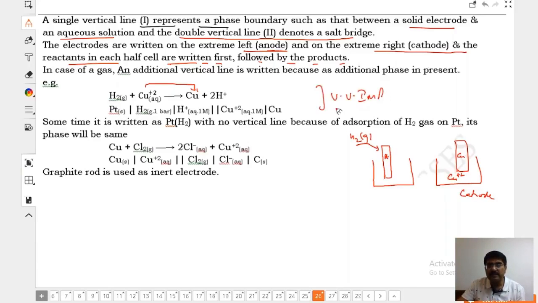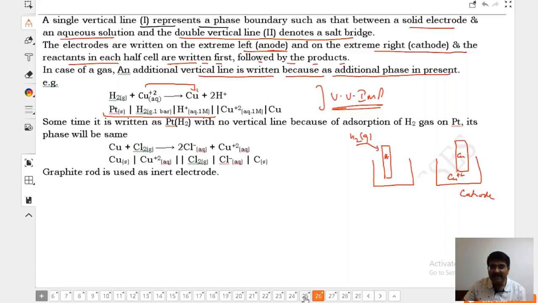In case of a gas, an additional vertical line is written because an additional phase is present. See, left to right: platinum, phase change, hydrogen gas, one bar, and then H plus. Do you understand?